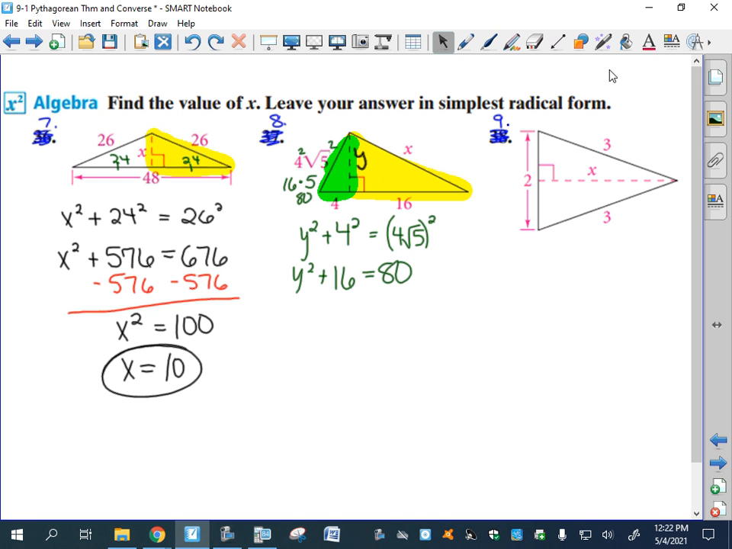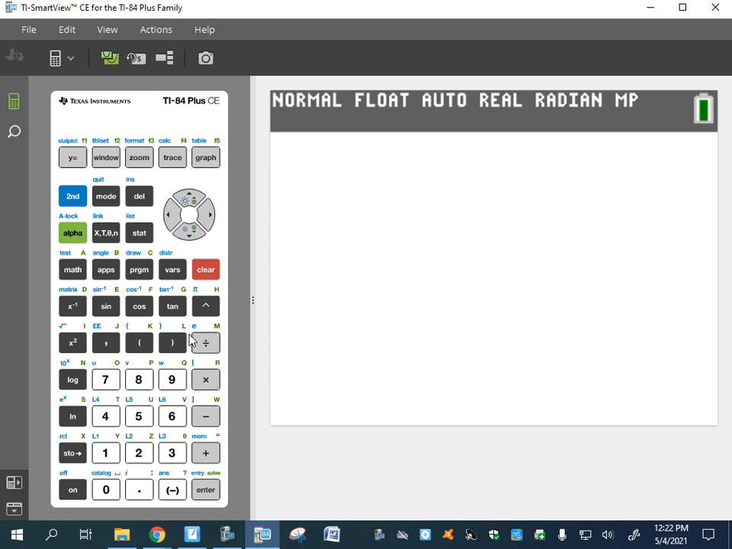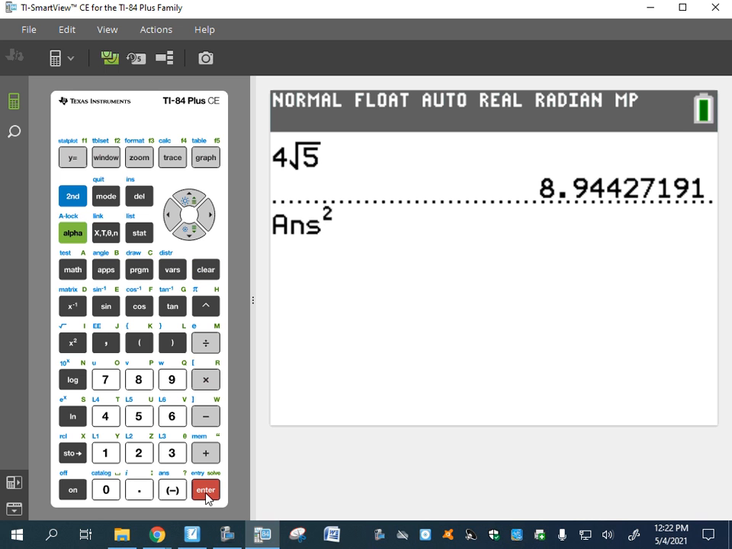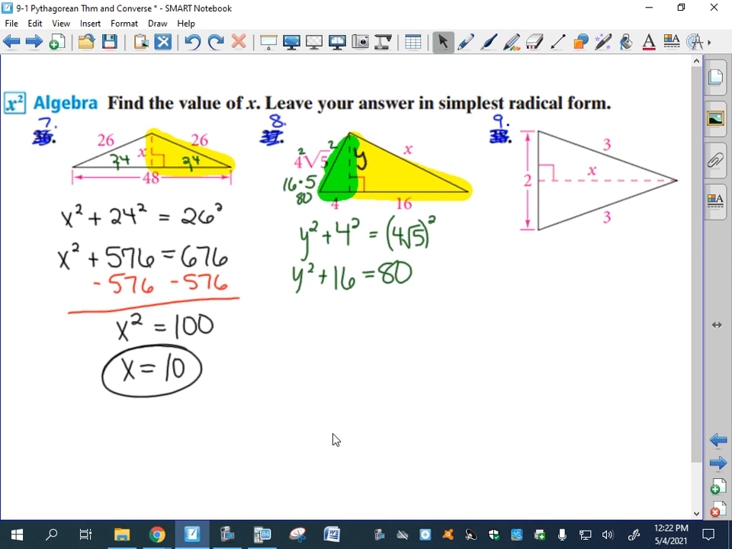Now, if you want to do this in your calculator, you guys actually can. If you're afraid you're going to forget, you have to use parentheses, or you could just type in the number, hit enter, and then squared and enter. And it gives you that answer. So quick, easy check if you have a calculator. Now, what are we going to do? Subtract 16. What's 80 minus 16? 64. So y is 8.